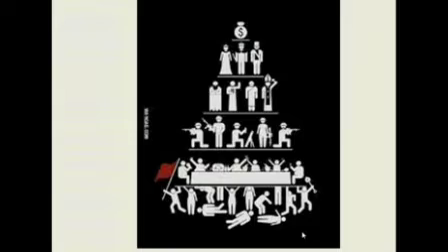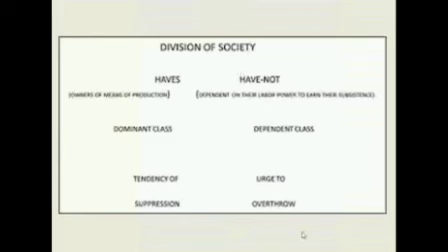The class that comes to rule does so because it possesses the means of production and distribution. That is, it has society's wealth and the means of creating it. Through this, it establishes its political dominance. On the other hand, the subject class is politically, economically, and socially dominated by the ruling class, and therefore serves the interest of the ruling class. Society is therefore divided into those who have and those who do not.